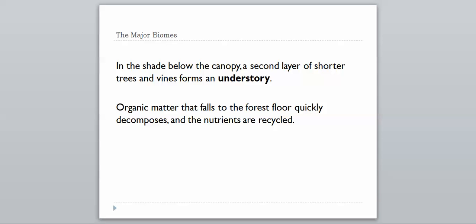And then organic matter that falls to the forest floor quickly decomposes and the nutrients are recycled. So there's not very fertile soil in the tropical rainforest, because the reason why we have fertile soil is because when something dies, it breaks down and its nutrients stay in the soil. When something dies in the rainforest, it decomposes, and the nutrients are in the soil for a very quick period of time before either something else comes along and eats them or a plant takes them up and uses them. So there's not a lot of time to have fertile soil in the rainforest.